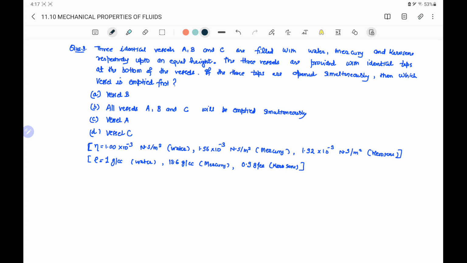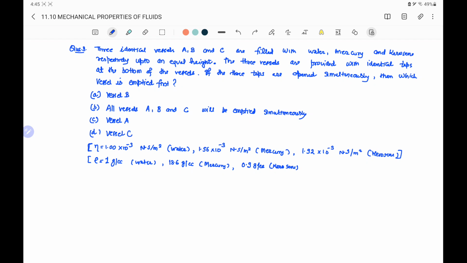Third question is, three identical vessels A, B and C are filled with water, mercury and kerosene respectively up to an equal height. The three vessels are provided with identical taps at the bottom of the vessels. If the three taps are opened simultaneously, then which vessel is emptied first, whether it is vessel A, vessel B, vessel C, or all the three vessels get emptied simultaneously.